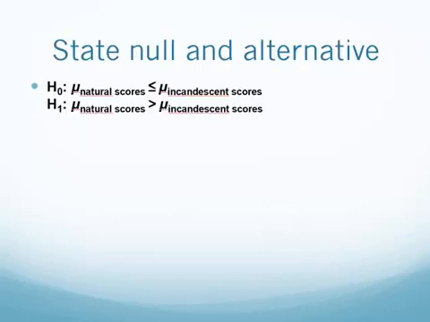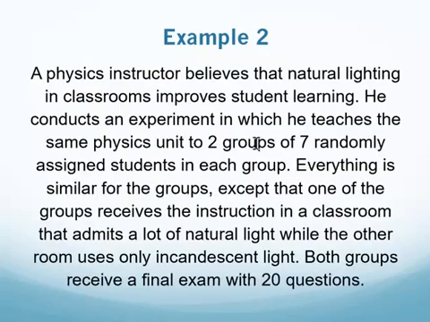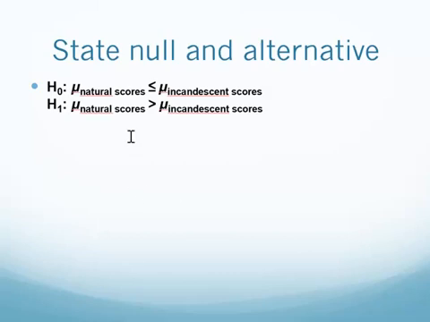So first thing you want to do is state the null and the alternative. And in this case, you want to ask yourself, was this a 1 or a 2-tailed test? And note that I have this set up as a 1-tailed test. And why is that? A physics instructor believes that natural lighting in the classroom improves student learning, right? So the scores for the natural light condition should be higher than the scores for the artificial light condition. That's just another way of saying greater than, right?